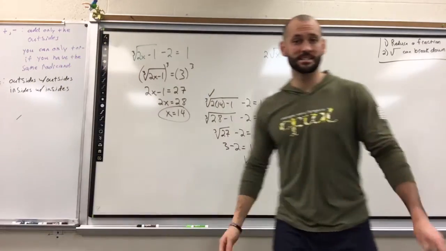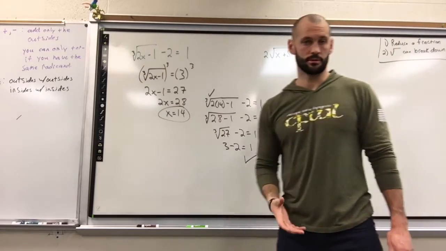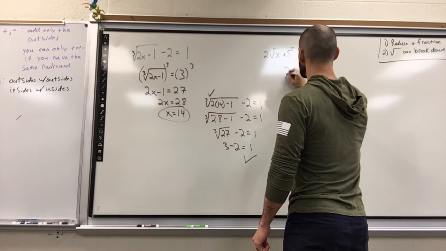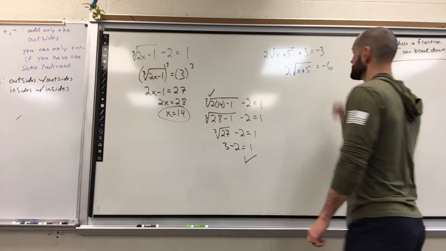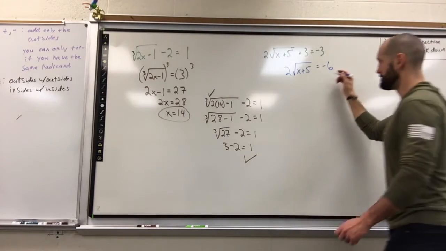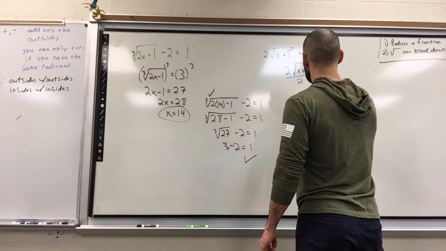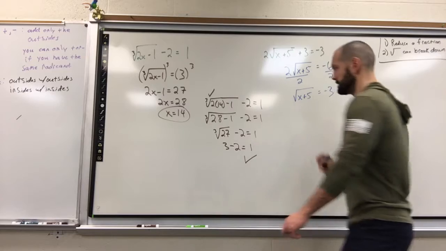One more before you're masters. Here we go. Same rule. Isolate your root. Isolate your nth root. So I'm going to subtract 3 first. I'll get 2 square root of x plus 5 equals negative 6. I divide everything by 2 because it is not alone yet. And we get square root of x plus 5 equals negative 3.